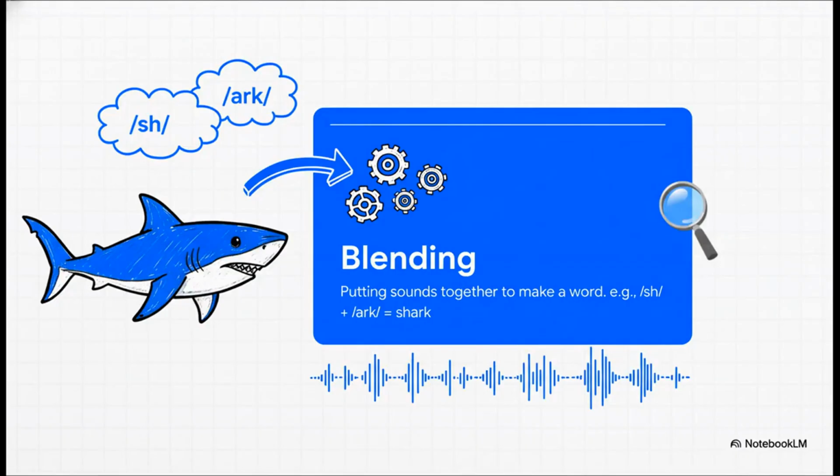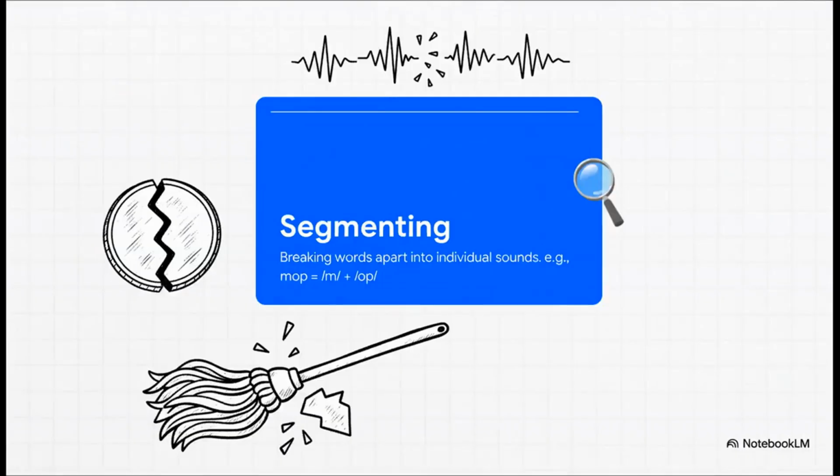Okay, with those terms locked in, let's talk about the two key skills students need. The first one is blending. Think of this as the putting it together skill. So you give them the parts, say the onset, sh, and the rhyme, ark, and they blend them together to say the whole word, shark. And then you've got segmenting, which is, you guessed it, the exact opposite. This is the breaking it apart skill. You give them the whole word, like mop, and their job is to break it into its onset and rhyme, m, op. They're really just two sides of the very same coin.